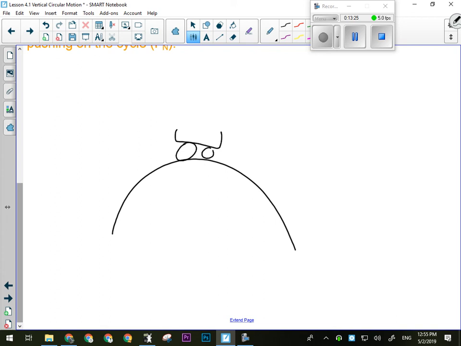In fact, it's how NASA's Vomit Comet works. They just have a plane that flies in these parabolas, and every time you go over the top of one of them, you're weightless or apparently weightless.